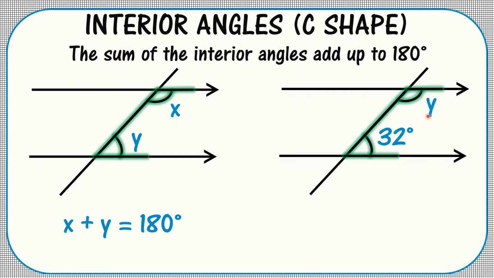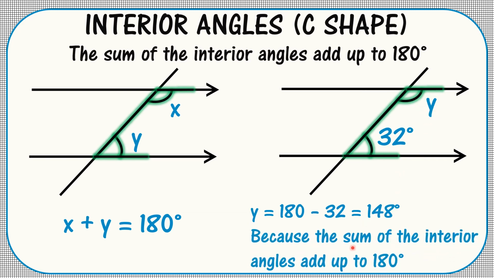Here we have an example. This angle is 32 degrees. This angle is Y. What is the value of Y? So we would say that Y is equal to 180 minus 32, which equals 148 degrees. So this value of Y is equal to 148 degrees, and the reason is because the sum of the interior angles add up to 180 degrees.